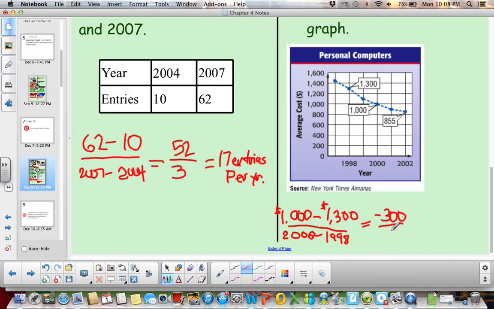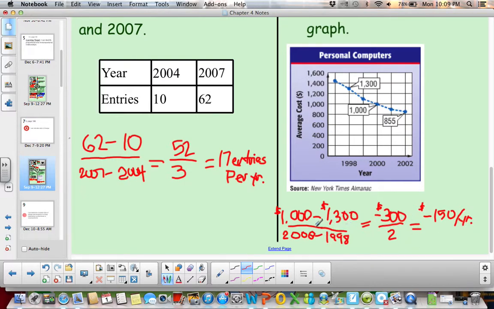2000 minus 1998 is 2. So in 2 years, it decreases negative $300, or it decreases $300. It's going down $300 in 2 years. So how much is it going down in 1 year? Negative 300 divided by 2 equals negative $150. So it's decreasing $150 per year.